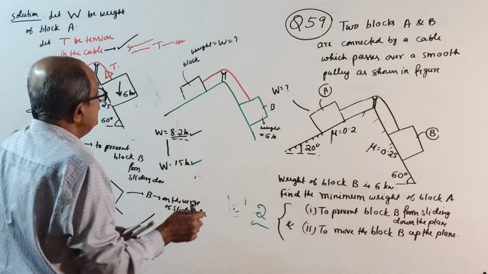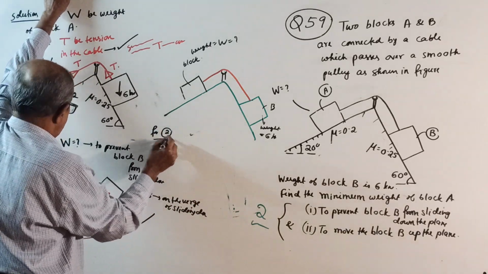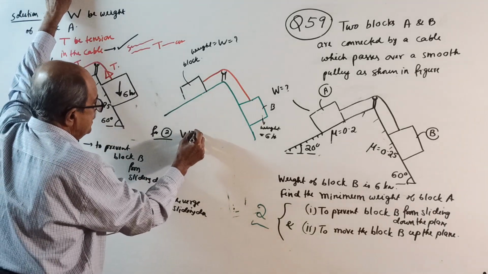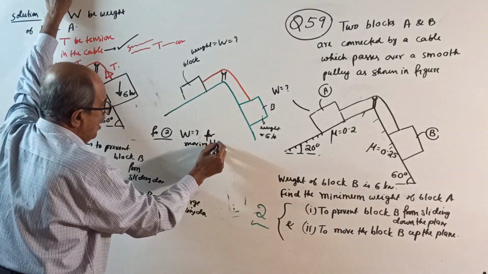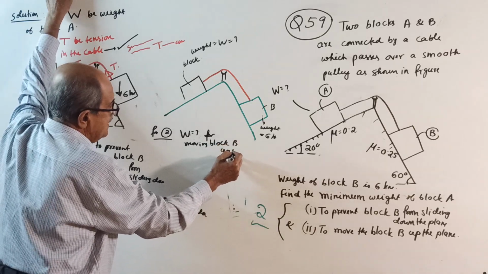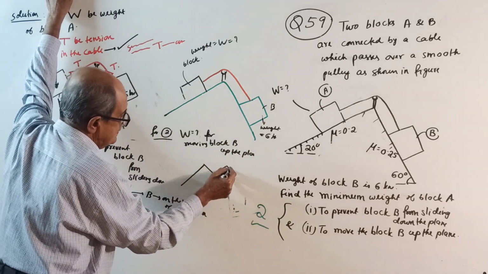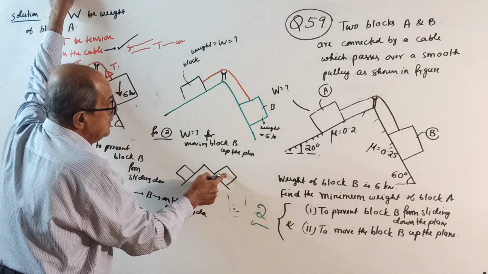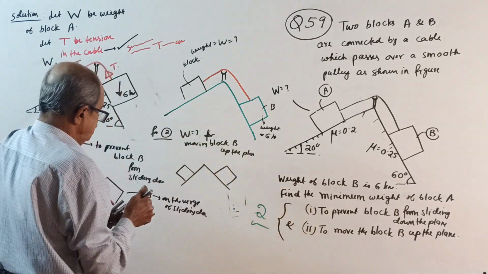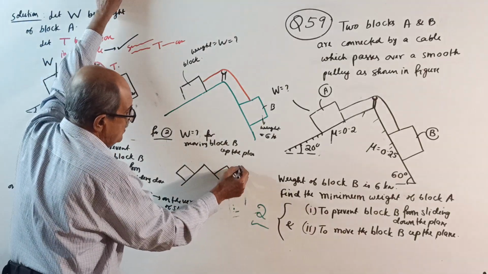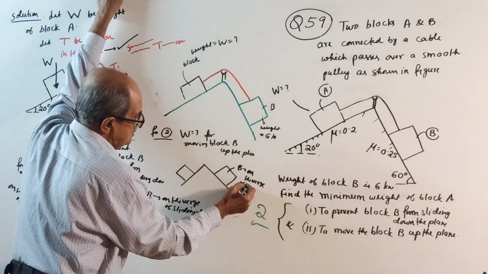Then do one thing. Once you finish that one, write a note for 2. For 2, what is the value of W for moving block B up the plane. That is, this time what will happen is, see, this block B, for a higher value of W, will not slide down, it will move up. So this time block B is on the verge of moving up.